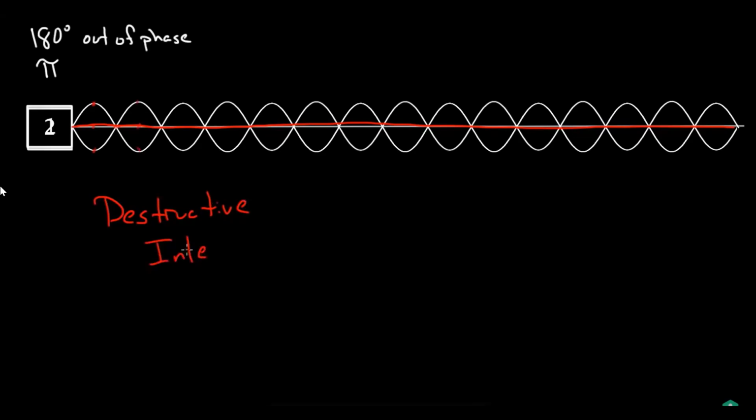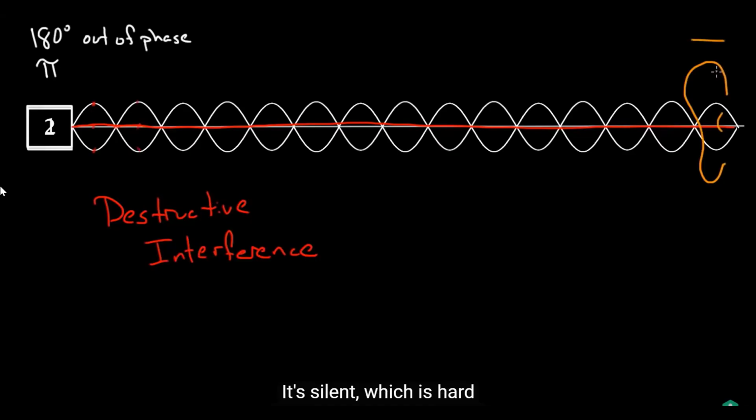And this is a little strange. How can two waves form no wave? Well, this is how you do it. And what would our ear hear? If we had our ear over in this area again, we were listening. If I just had one speaker, I'd hear a noise. If I just had the second speaker, I'd hear a noise. If I have both the first and second speaker together, I don't hear anything. It's silent, which is hard to believe, but this works.